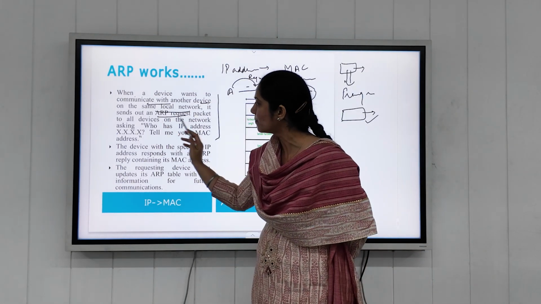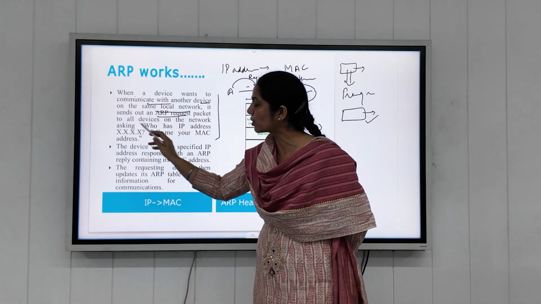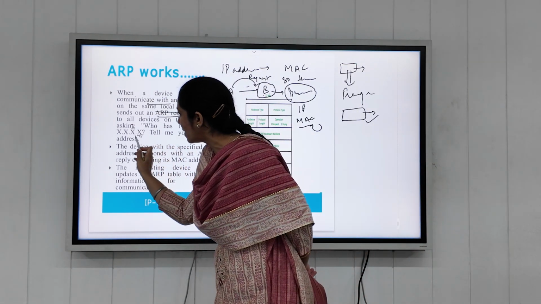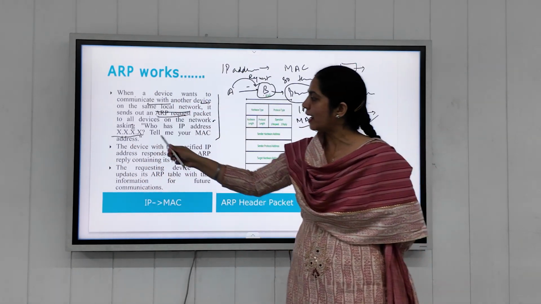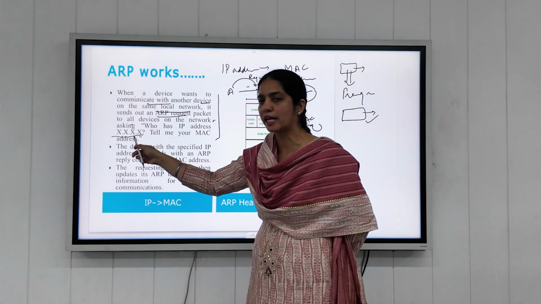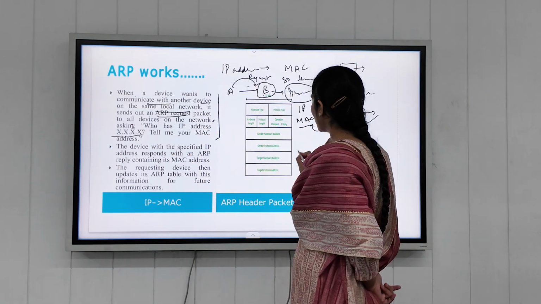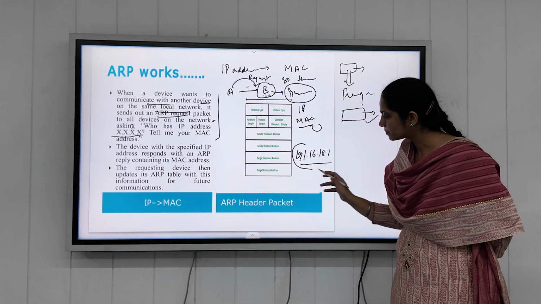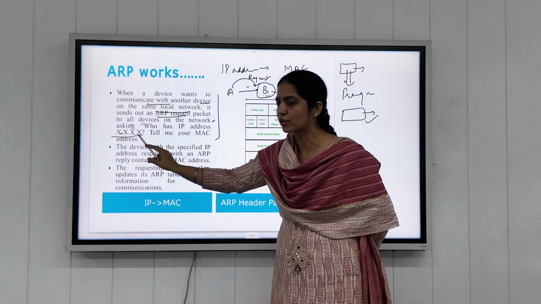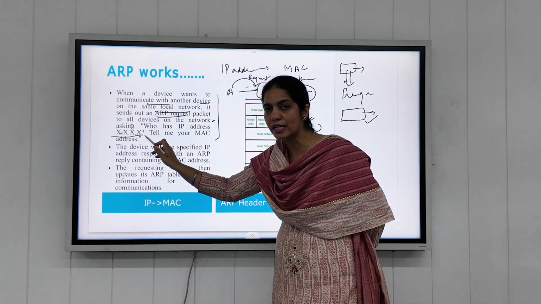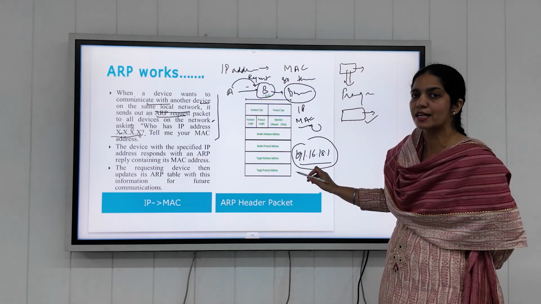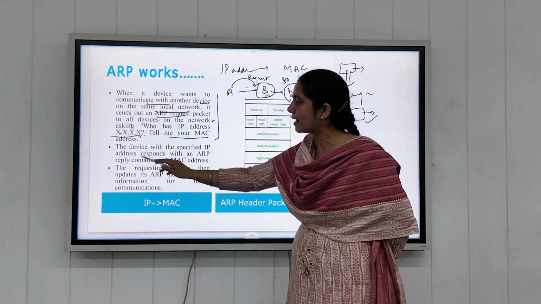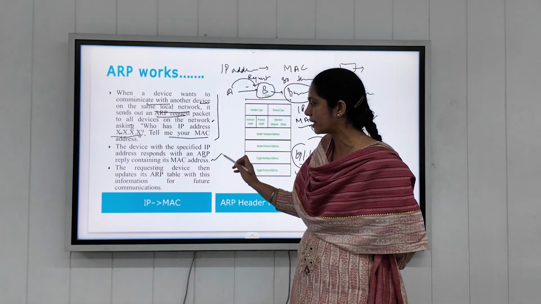So it sends out an ARP request packet to all the devices on the network asking who has this IP address. This is again in the form x.x.x.x, meaning 8 bits here, 8 bits here, 8 bits here, 8 bits here, like 191.16.18.1. This could be one IP address in x.x.x.x terms. So whoever is sending the request gives an IP address and wants to get the MAC address from it. The device with the specified IP address responds with an ARP reply containing its MAC address.